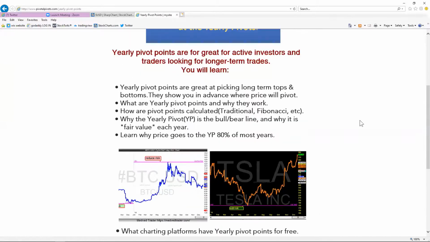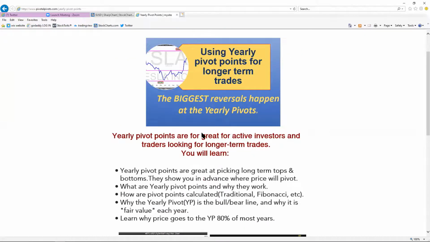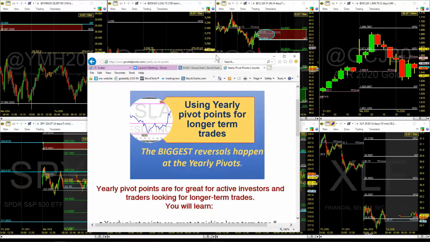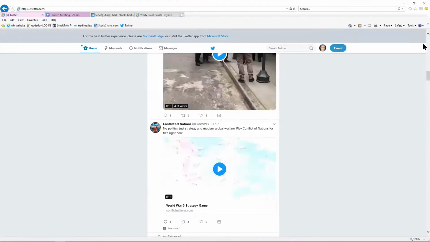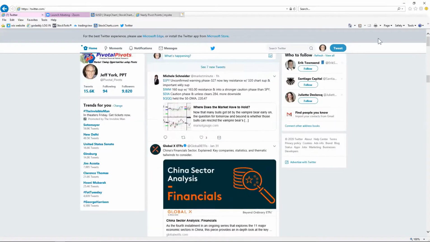In the webinar, I'll teach you how to use the yearly pivots, where to find them, which trading platforms have them, how I use them, and how they're calculated. I'll teach you a lot about the yearly pivots. I've also got a private Twitter account where I post.